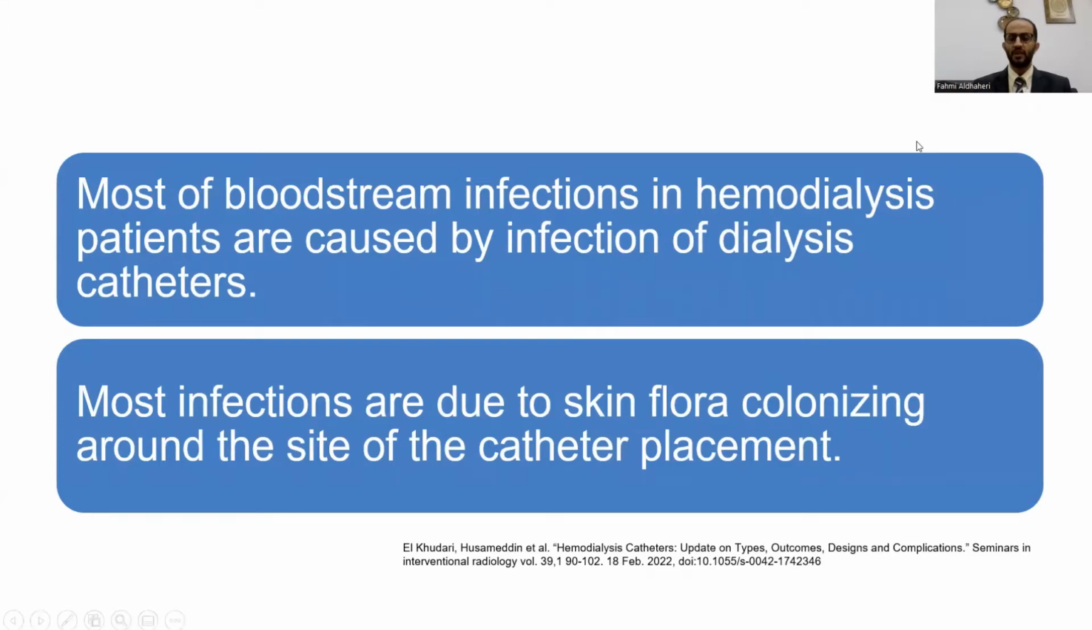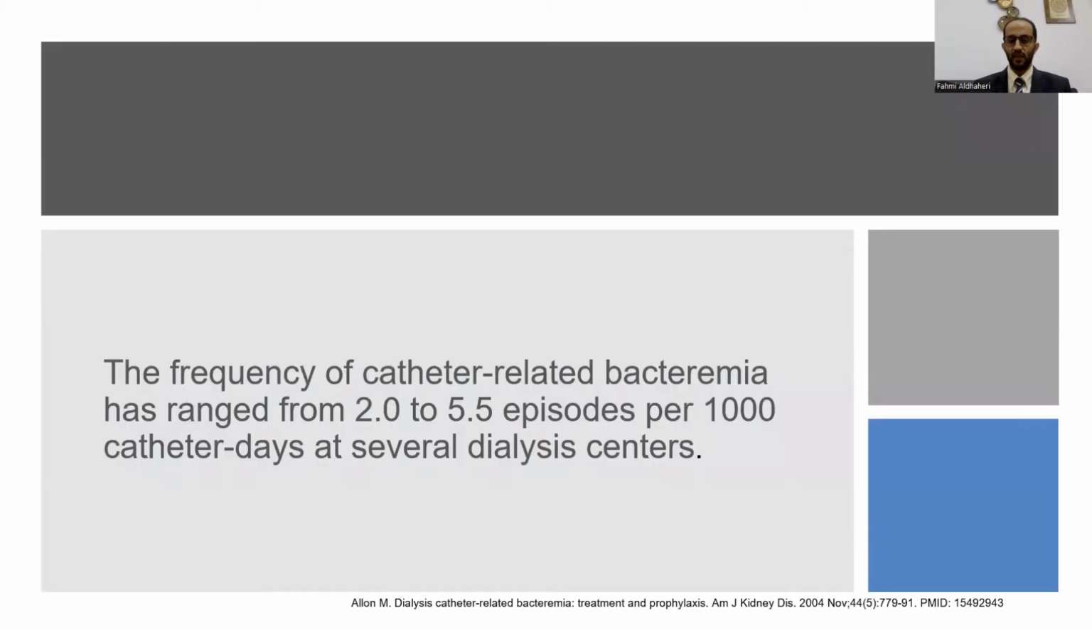Most bloodstream infections in patients on dialysis are caused by infection of the catheter. This is mainly because the skin flora colonizes around the site of the catheter during insertion. Studies showed that the frequency of catheter-related bacteremia is from 2 to 5.5 episodes per 1,000 catheter days at many peripheral dialysis centers.